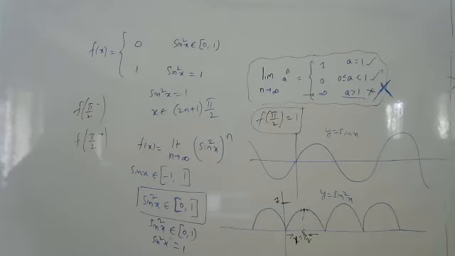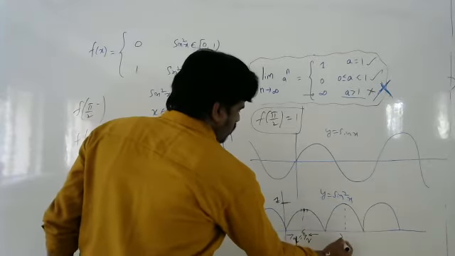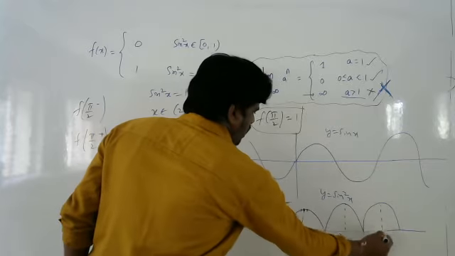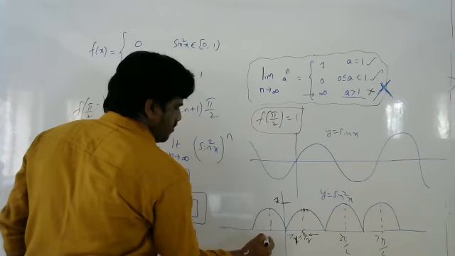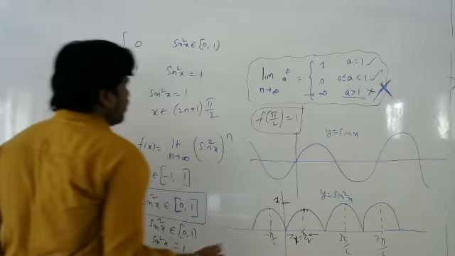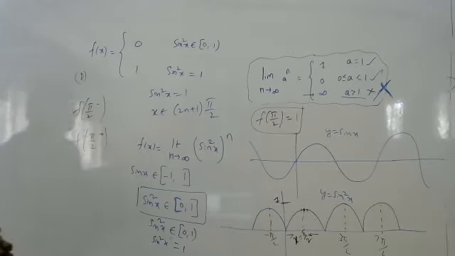So how many places will it come? Pi by 2, next 3 pi by 2, next 7 pi by 2, next minus pi by 2, and so on at these places. So here the answer is D. It is discontinuous at infinitely many points.